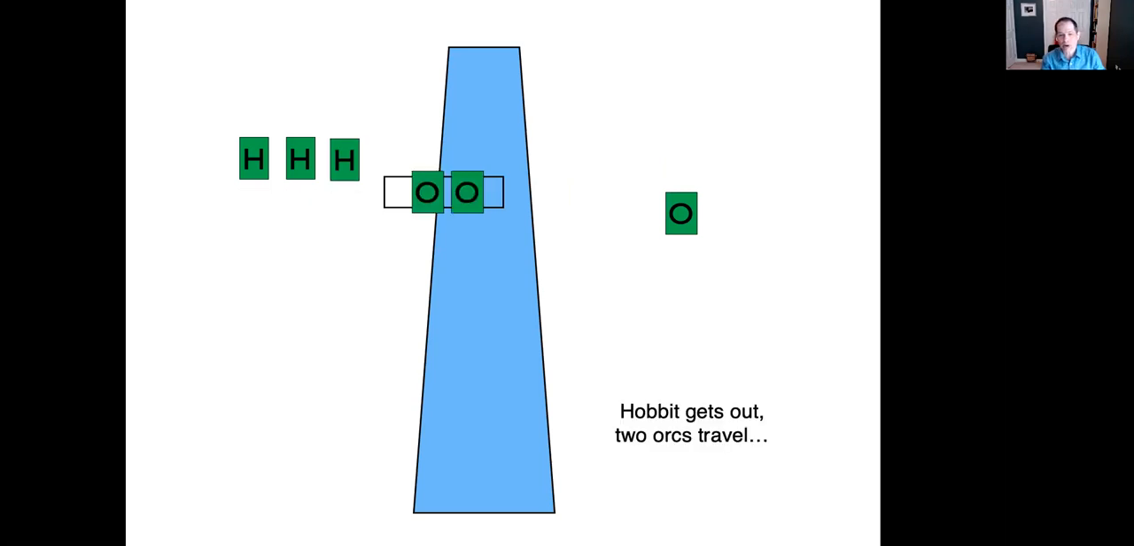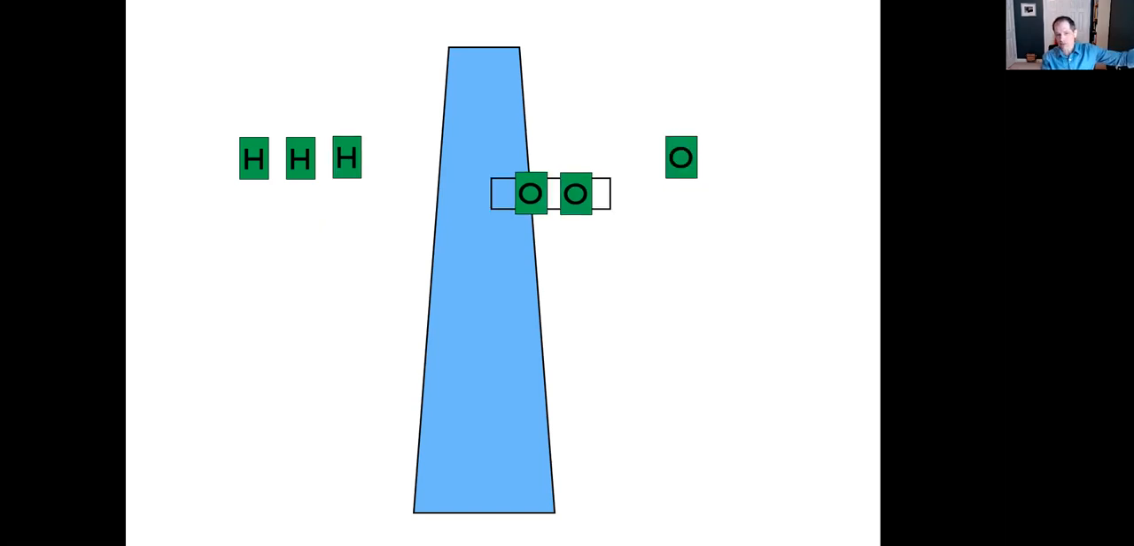So now the hobbit jumps out, two orcs jump in. We've still got balance, right? We've got three hobbits, two orcs. We're okay. Now we've got both going over, right? Both go over here and they jump out. Now we're in a state where we're halfway solved with the problem, right? We've got half of our characters over to the right side of the river.